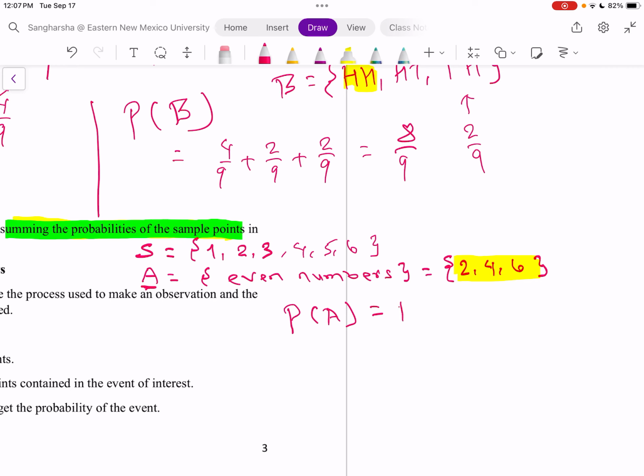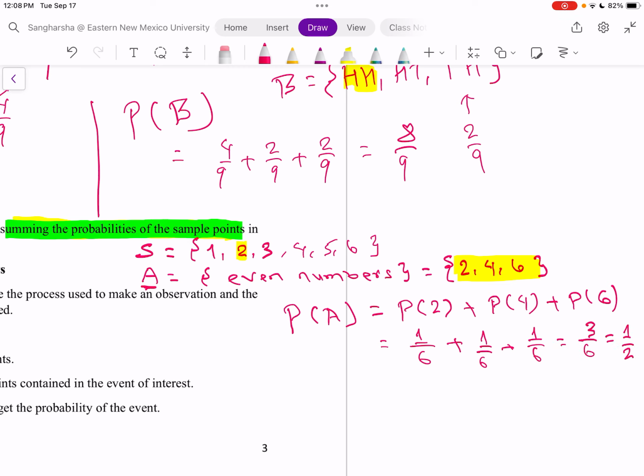So this is the probability of getting 2, plus the probability of getting 4, plus the probability of getting 6. Now what is the probability of having face 2 when we roll a dice? It is 1/6, right? Similarly, the probability of getting 4 when we roll a dice is 1/6, and the probability of having 6 when we roll a dice is also 1/6. We have 3/6, and this is 1/2. So 1/2 is the probability of our event A.